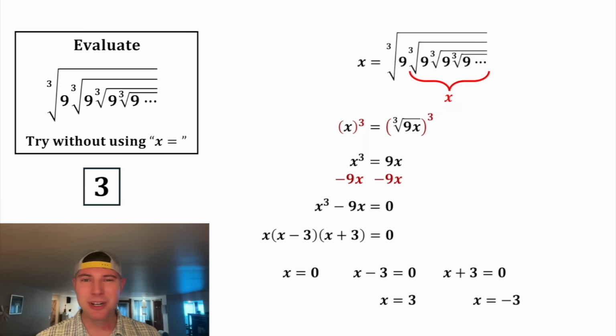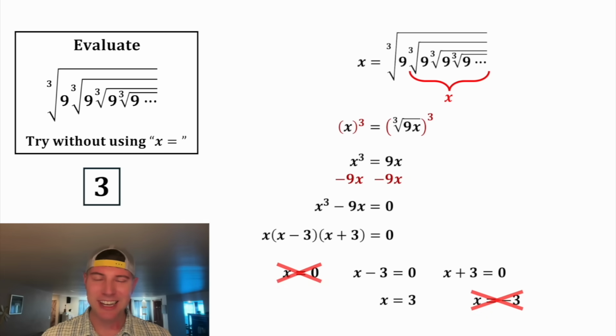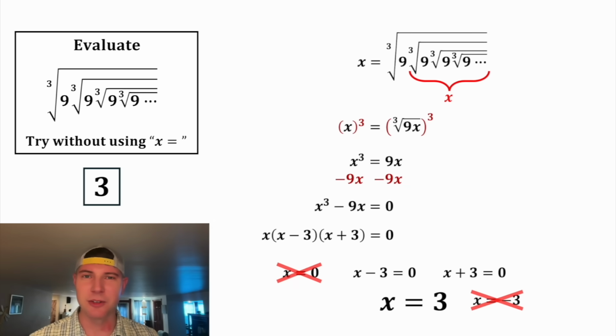And then for the negative 3 and the 0, I'm pretty sure this answer has to be positive. So I think we can exclude those two values. I'm not exactly sure how to prove it rigorously. If anybody has any ideas, let me know in the comments. But from here, I'm pretty confident we can say x equals 3, which means our infinite nested radicals are equal to 3. So both methods got the same answer, and this method is the more common way to solve it.